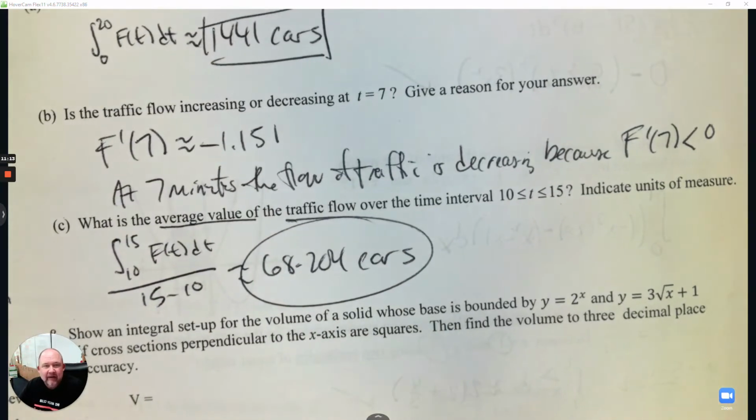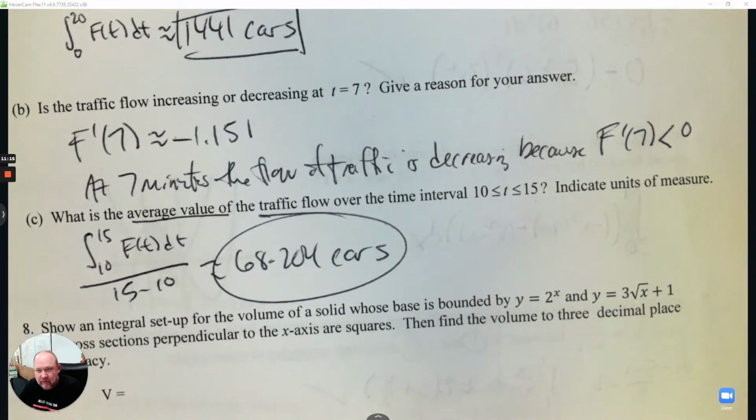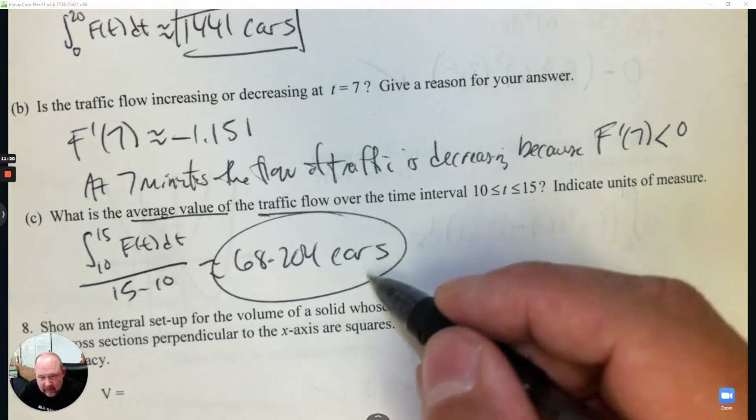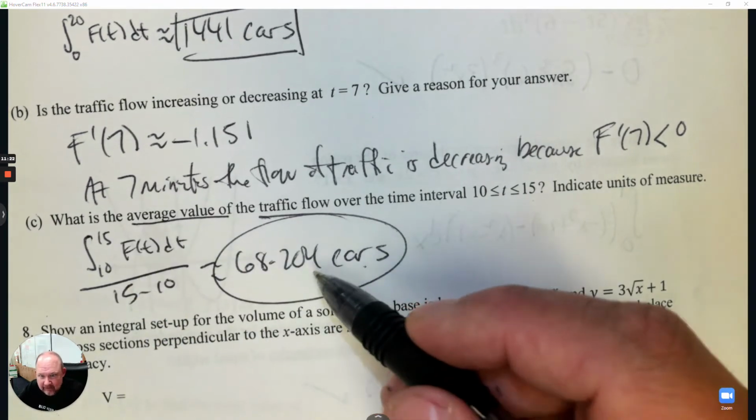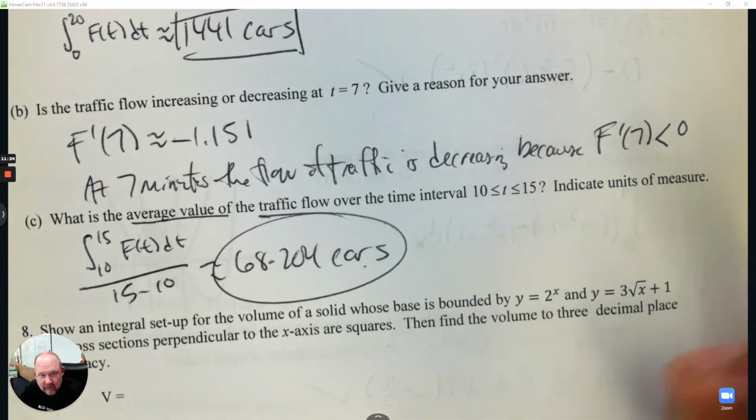So on average, what's the average flow? And it says indicate units of measurement. So once we do average value, it's not a rate. So the average value is that many from 10 to 15 on average. That's how many cars there are.